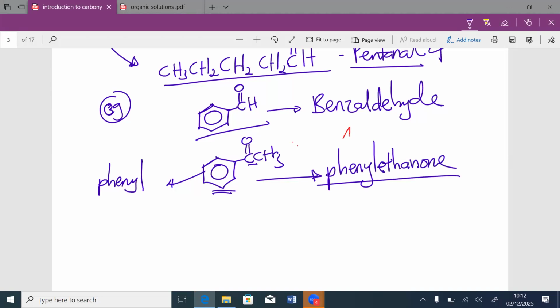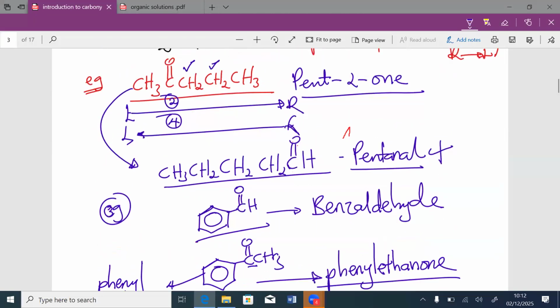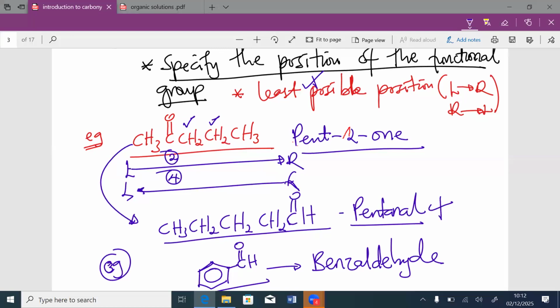So that is how we name those organic compounds. Unless somebody has a serious question. Let me look at your chat. What confuses me is how do we differentiate a phenyl and a benzene?